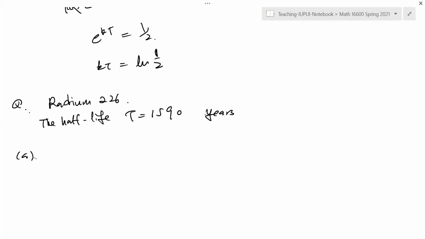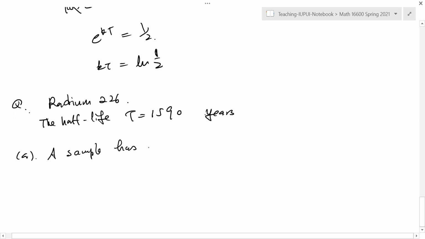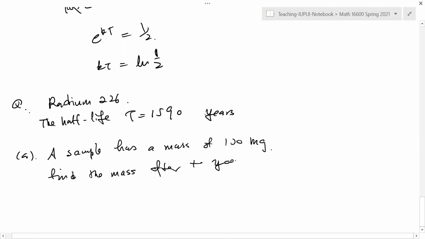Right. So we want to find the formula here. So we assume that a sample has a mass of 100 mg. Find the mass after t years. Now let's find the formula, right?